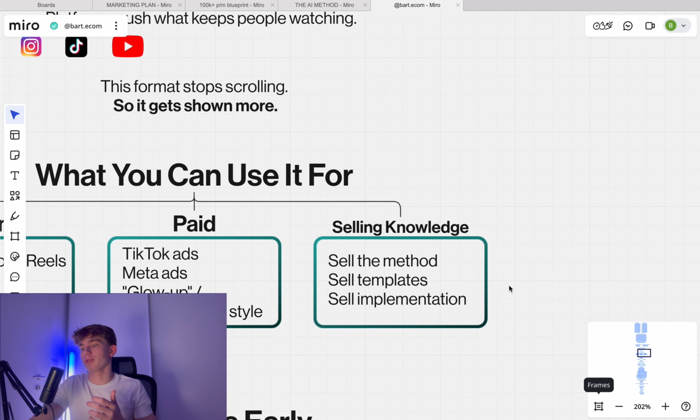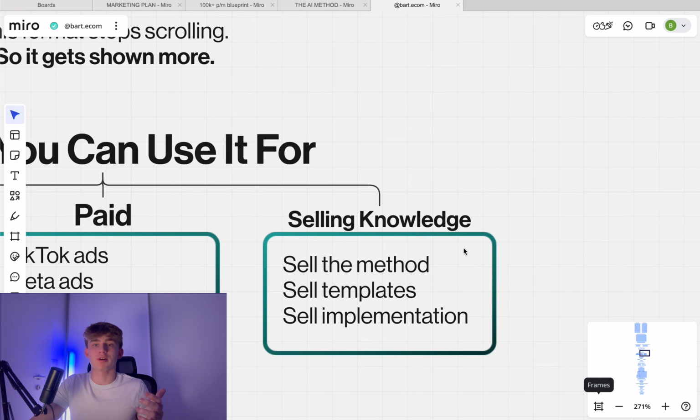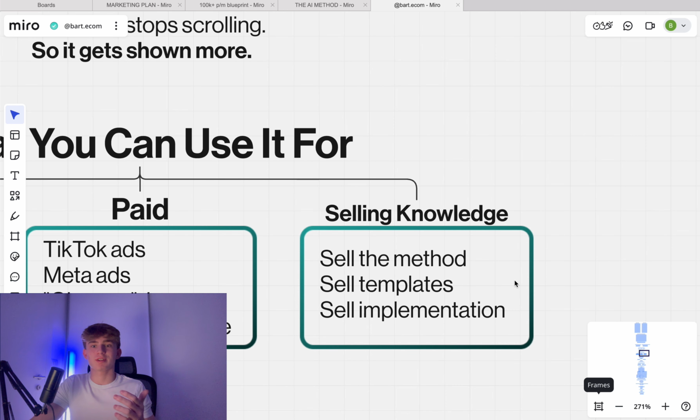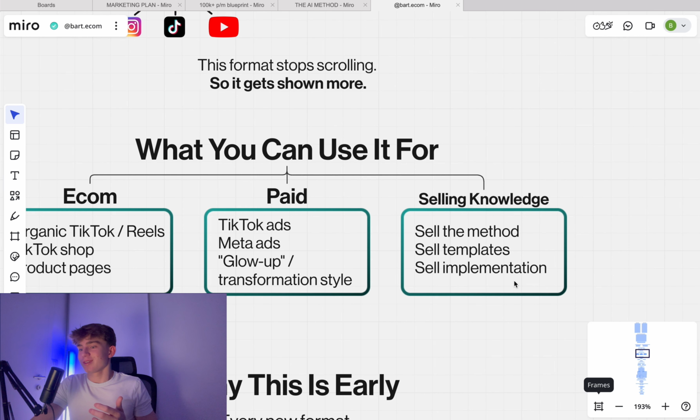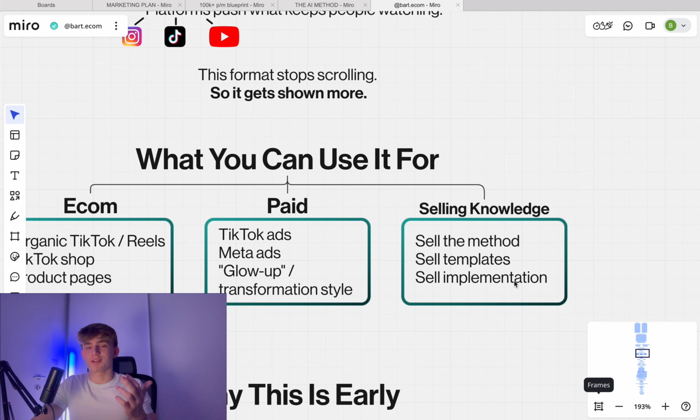And obviously, what you can also do is sell the knowledge. You can either sell the method, which I did previously just for fun, really. Sell the templates and sell the implementation, or you can even do the agency work, offer to companies who scale, but he doesn't use AI because he's not there yet. He's not up to the newest method, really.